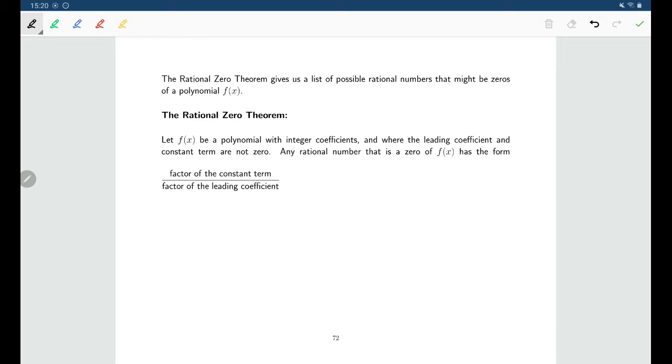But let's suppose that we've got a polynomial where the rational zero theorem applies. So it has integer coefficients, and the leading coefficient and the constant term, none of those are zeros. Then that means that if you're looking for a rational number to be a zero of our polynomial, then the numerator would be some factor of the constant term, and the denominator would be some factor of the leading coefficient.